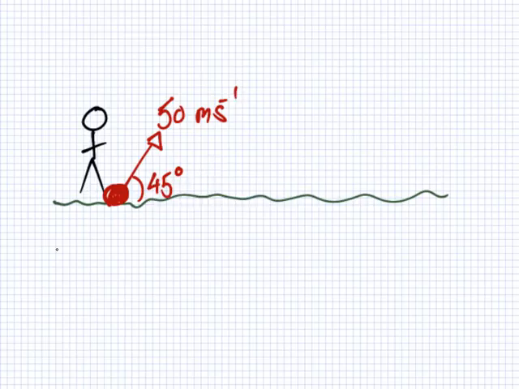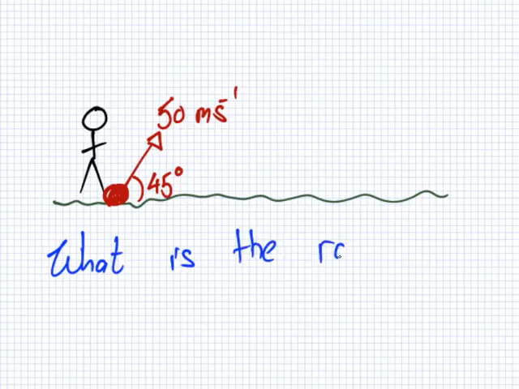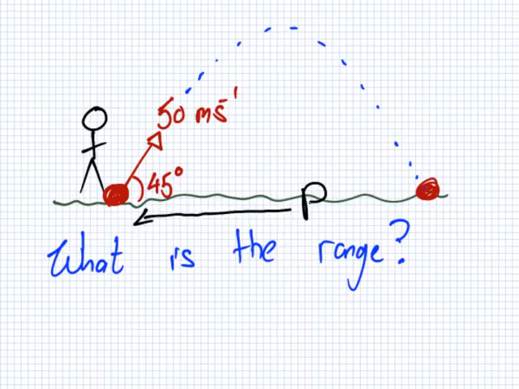So I want to know... or no, I'll keep it simpler, sorry. What is the range? He kicks the ball up in the air and then it will land somewhere here. So this distance here is the range.